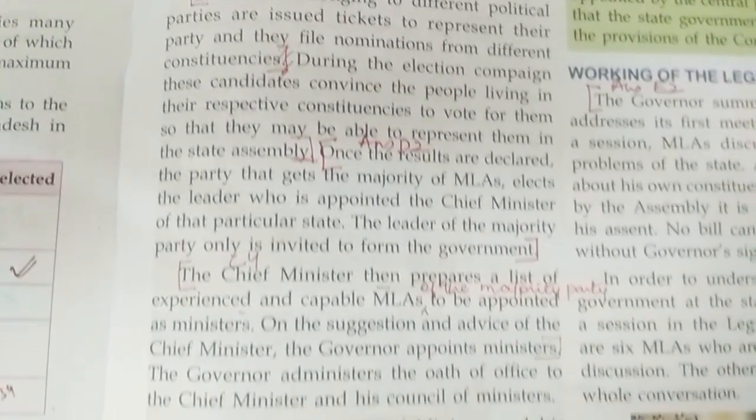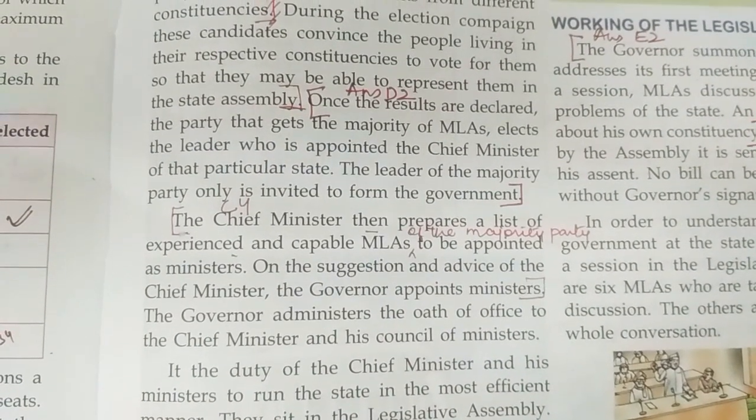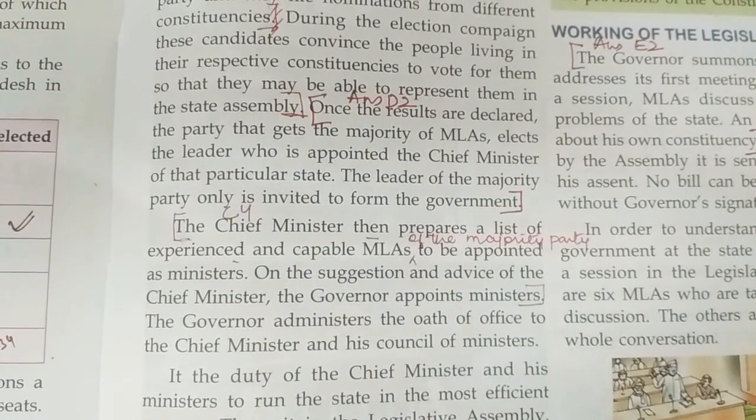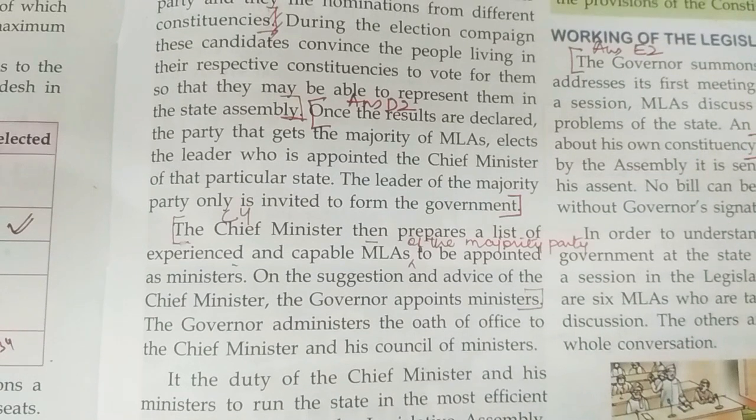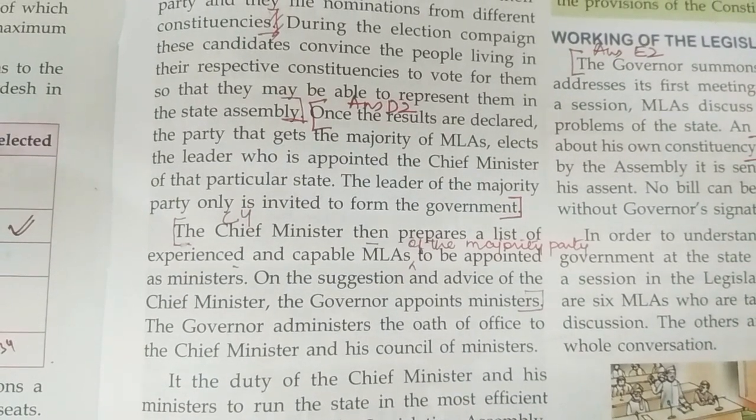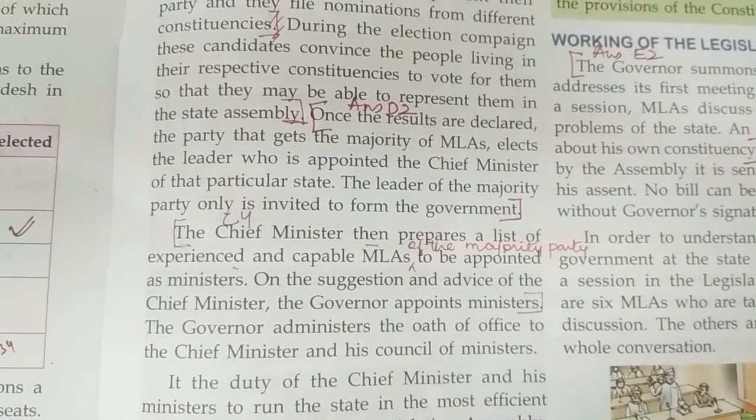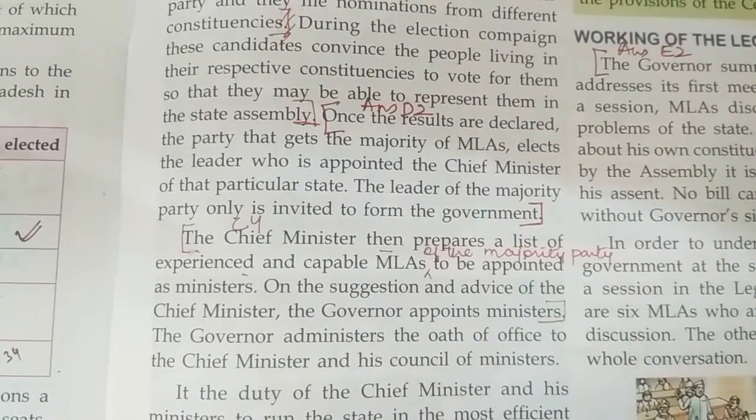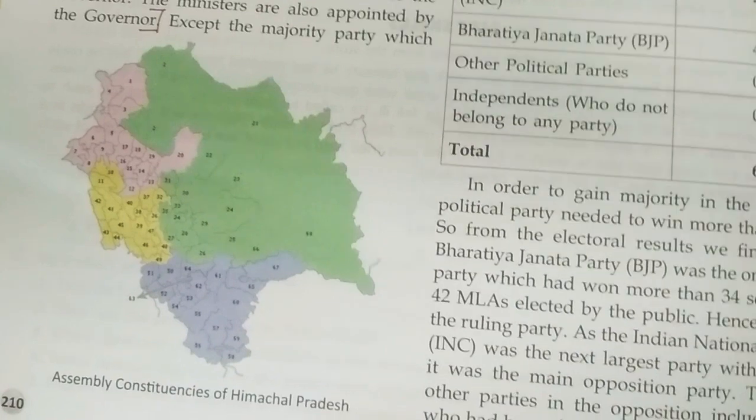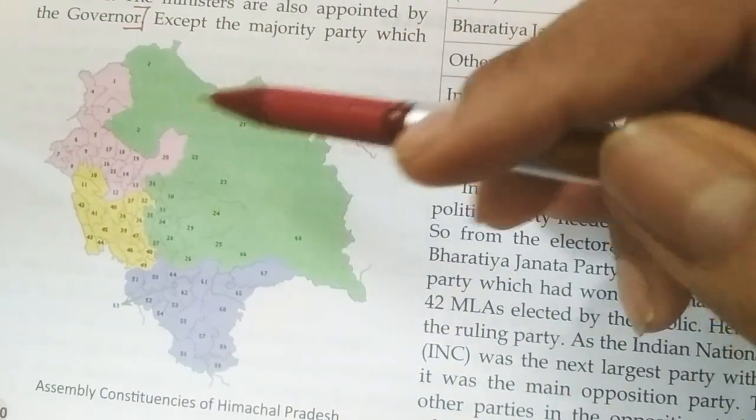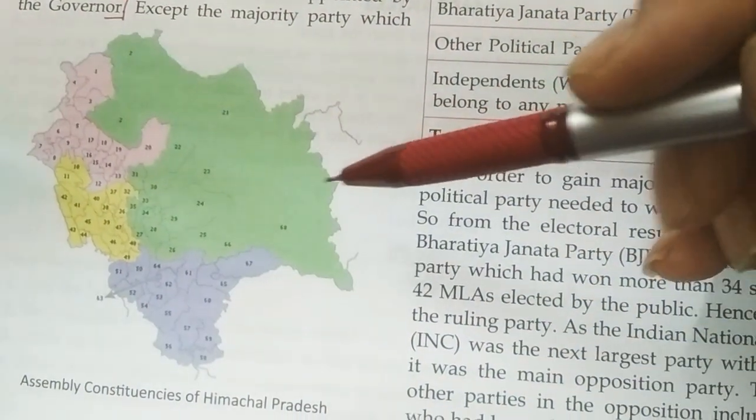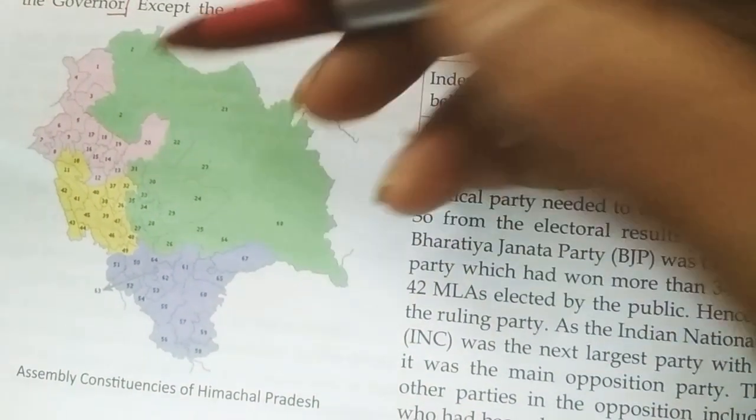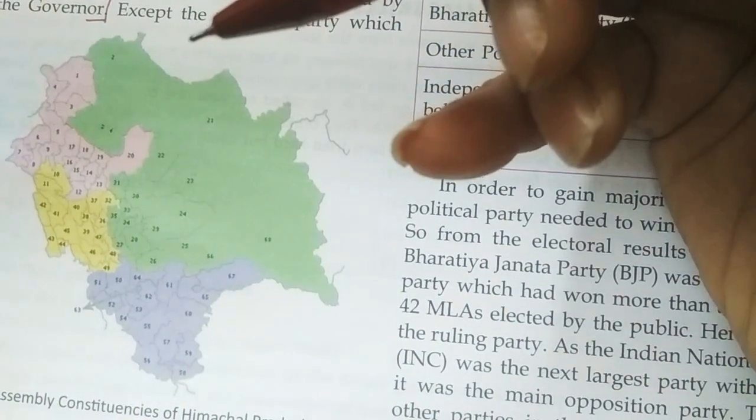Once the results are declared, the party that gets the majority of MLAs elects the leader, who is appointed the chief minister of that particular state. The leader of the majority party only is invited to form the government. Now, supposing we take Himachal Pradesh again as a state, and there are 68 constituencies. Now, supposing you live in this particular constituency.